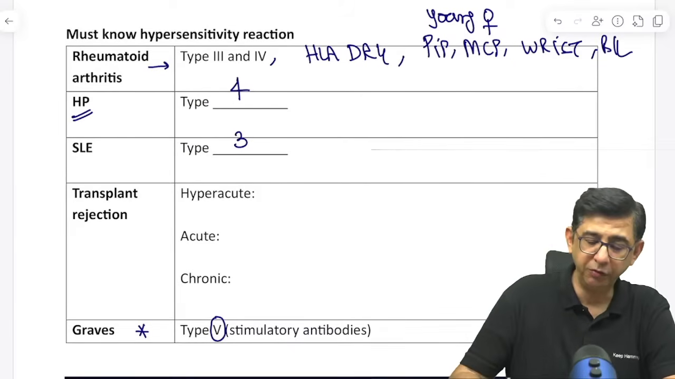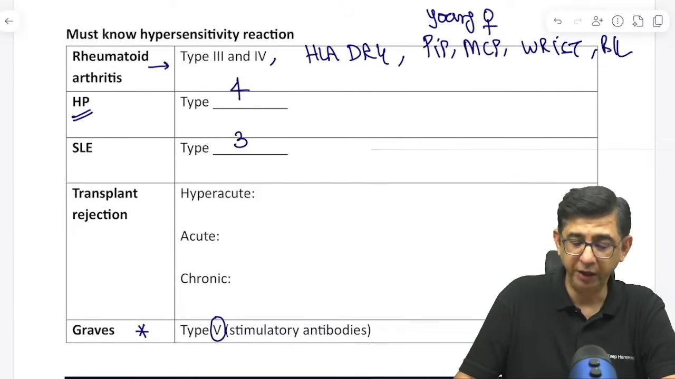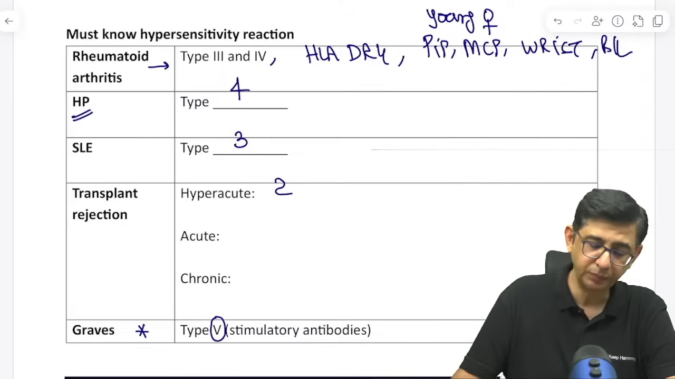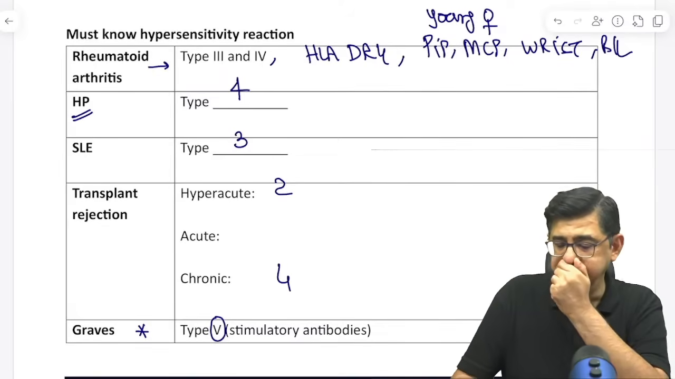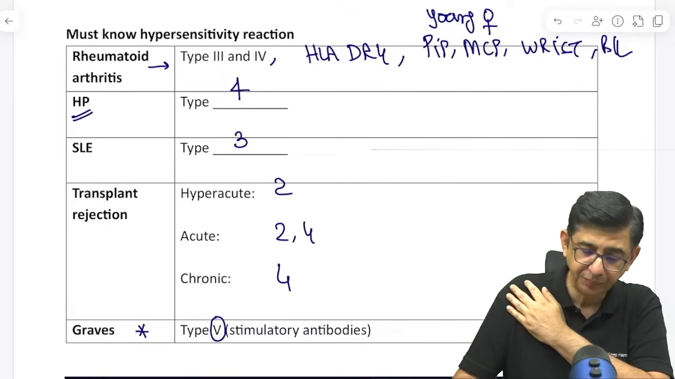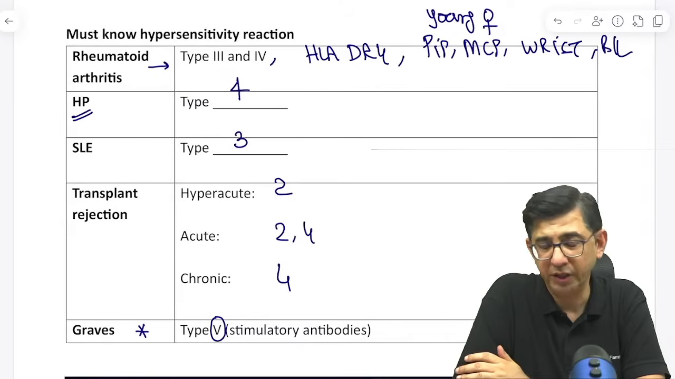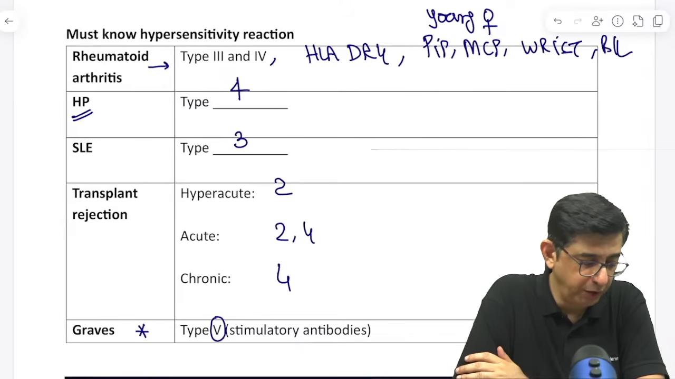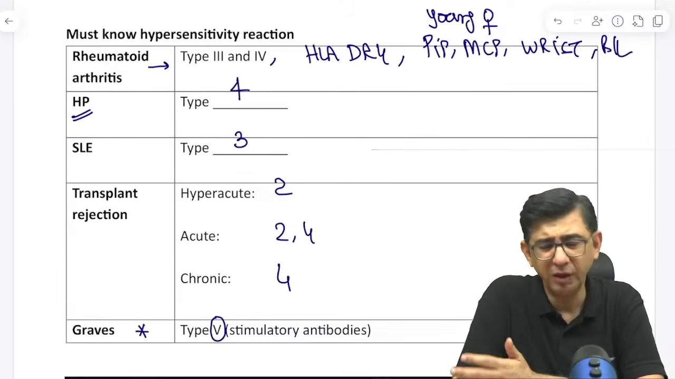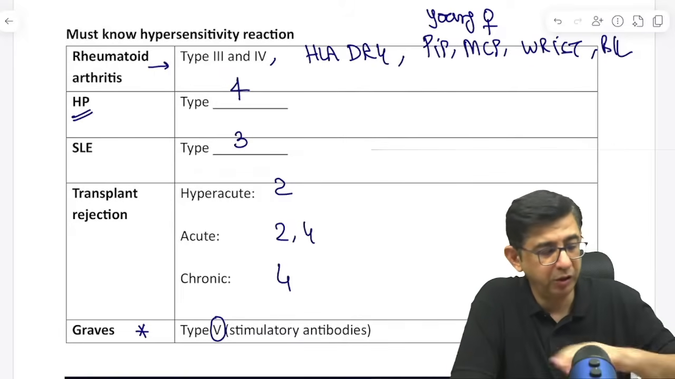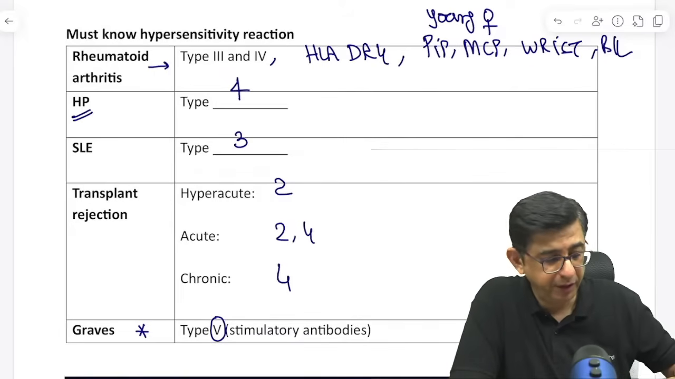हाइपर एक्यूट तो प्री फॉर्म्ड एंटीबॉडी से होगा, तो टाइप 2 हो जाएगा ना। क्रॉनिक में टाइप 4 हो जाता है और एक्यूट में दोनों होंगे, 2 as well as 4, that is the humoral and the cellular component would be present. Yeah, I think most guys were able to answer this spot on. ये वाला जो टेबल है यार, ये कभी गलत नहीं होना चाहिए.